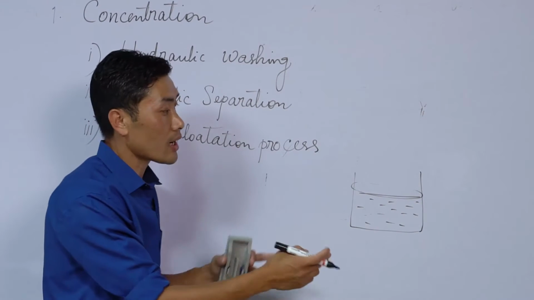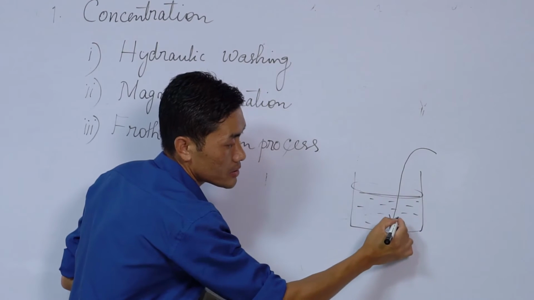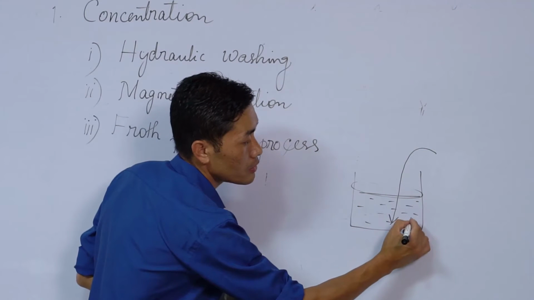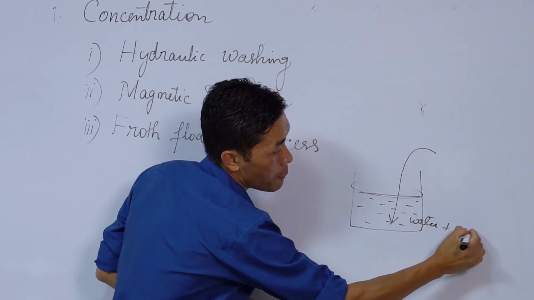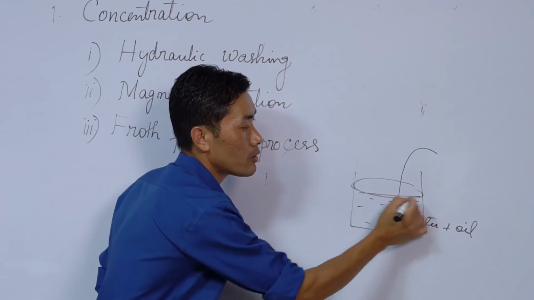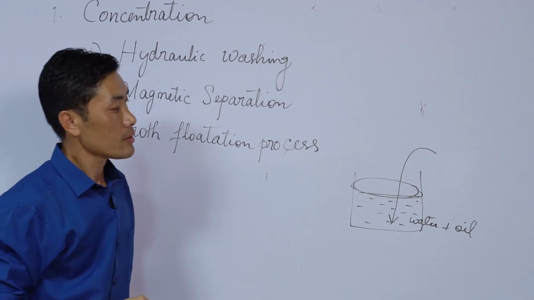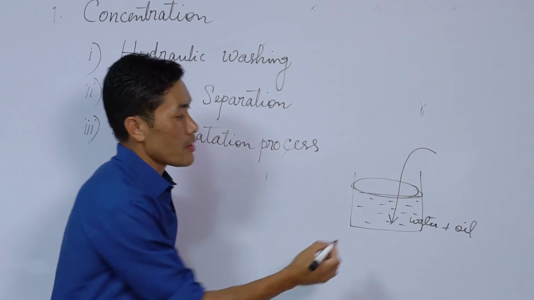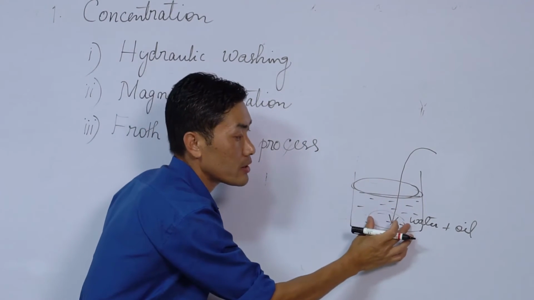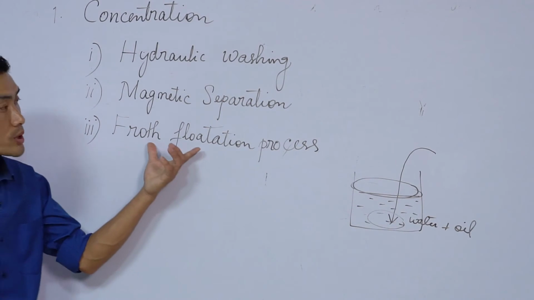Sulfide ores, since they are weighted by oil, if we put a mixture of sulfide ores along with impurities into this mixture of water and oil, the oil will go up to the top carrying the sulfide ores, since they are weighted by the oil. The impurities, since they are not weighted by oil, will not go to the surface. They will remain in the water. This is basically what is done in this froth flotation process.